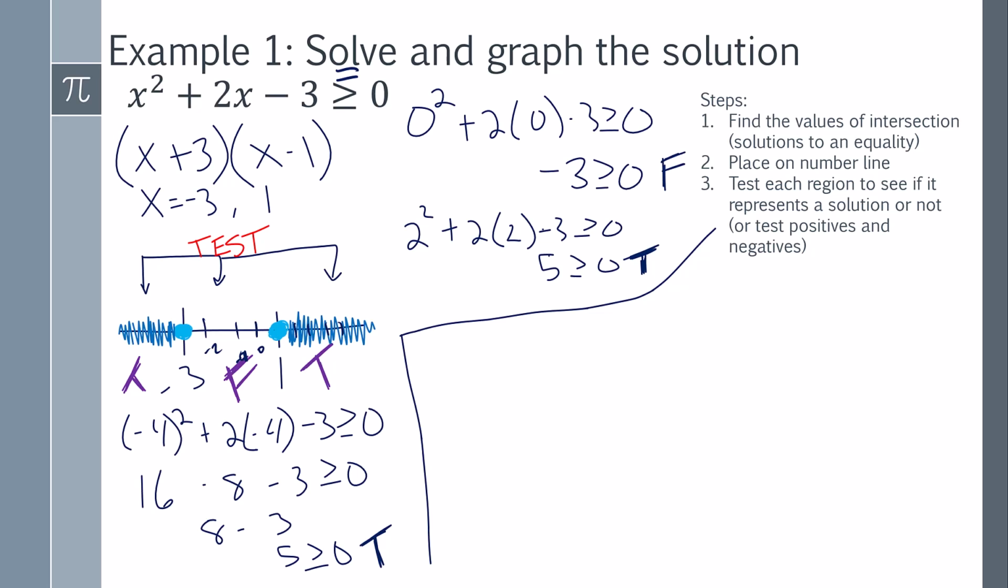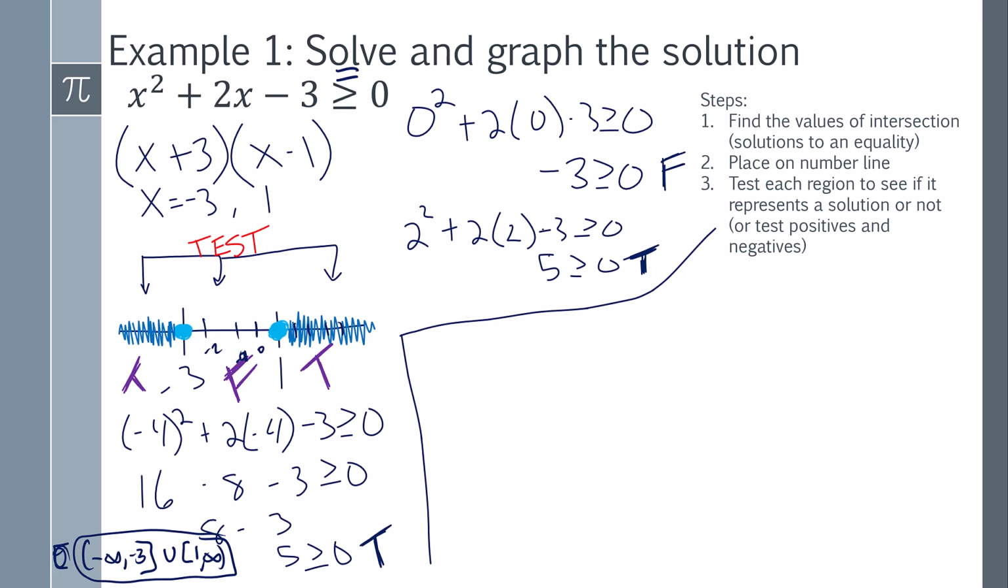That represents your solution. So that right there is the solution. That right there is the answer. And so your answer, you could say, is going to be from negative infinity to negative 3, union from 1 to infinity. That right there is our answer.